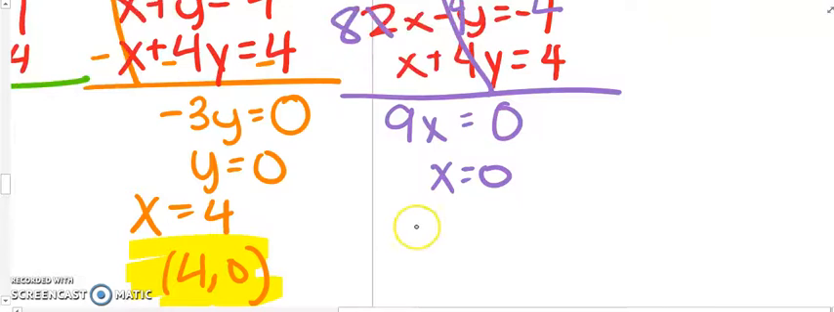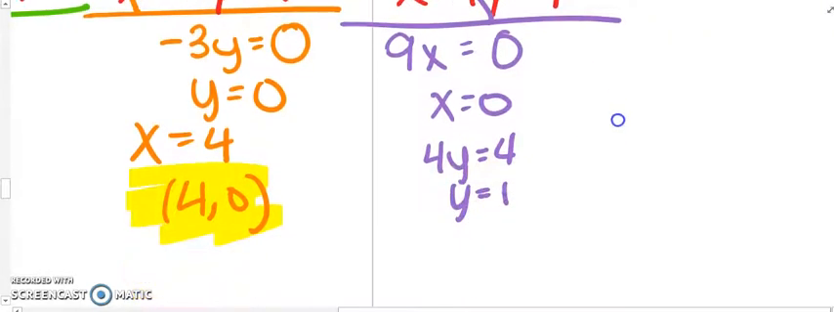I'm going to plug into the bottom equation. Now we get 0 plus 4y equals 5, and y is 5/4. So my third vertex here is 0.